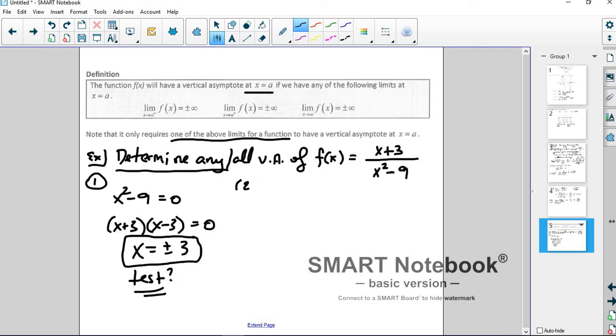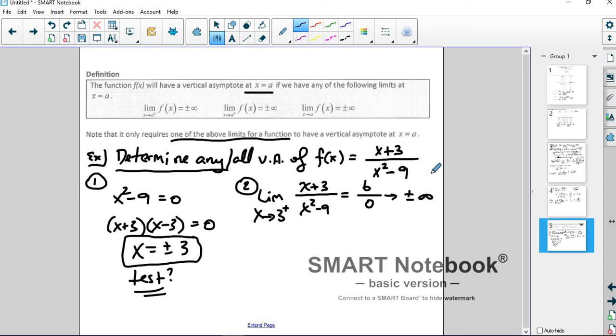Okay, so now I do the test. First thing, limit as x approaches 3, do from one side, doesn't matter, from the right, say, of f of x. Okay, so if I plug in this number, I get 6 over 0. That means plus or minus infinity. Which one? Guess what? It doesn't matter.